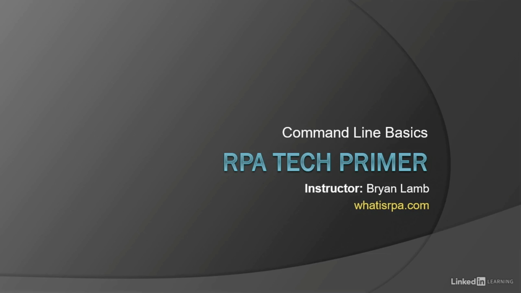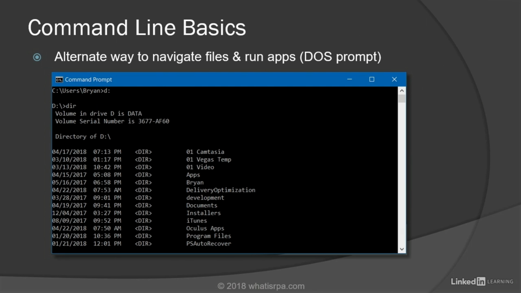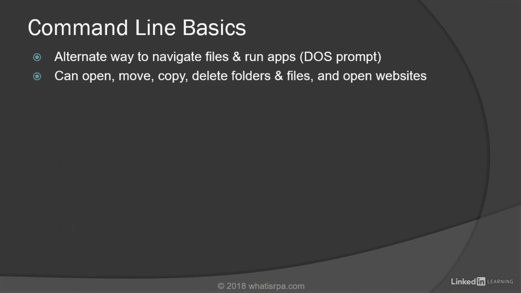Now that we've learned more about disks and folders and files and how to interact with them manually, let's look at things from a different perspective. Windows ships a utility called the command prompt. Maybe you've heard people refer to it as a DOS prompt as well. And all it really is, is a different way to navigate our disks and folders and files and to run apps. Using this utility, we can open, move, copy, delete folders and files, and even open websites.